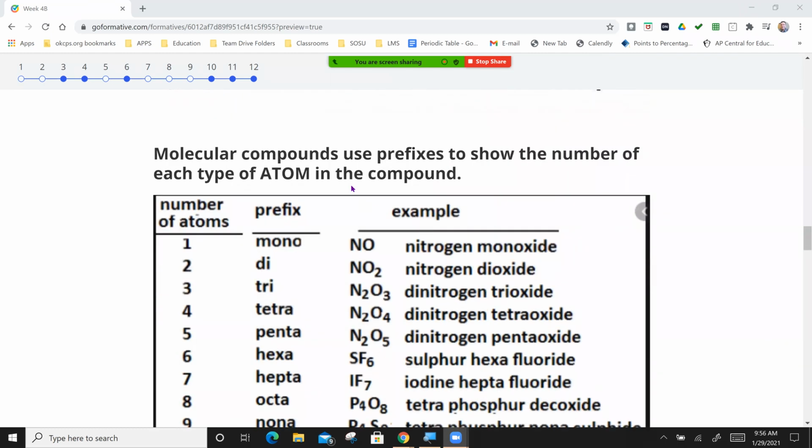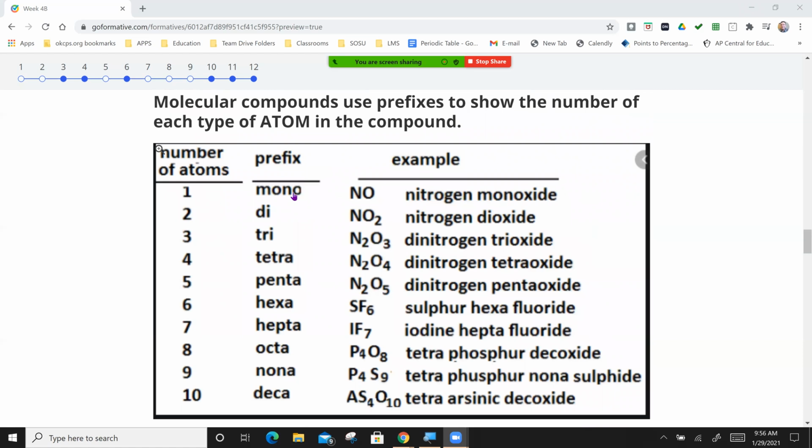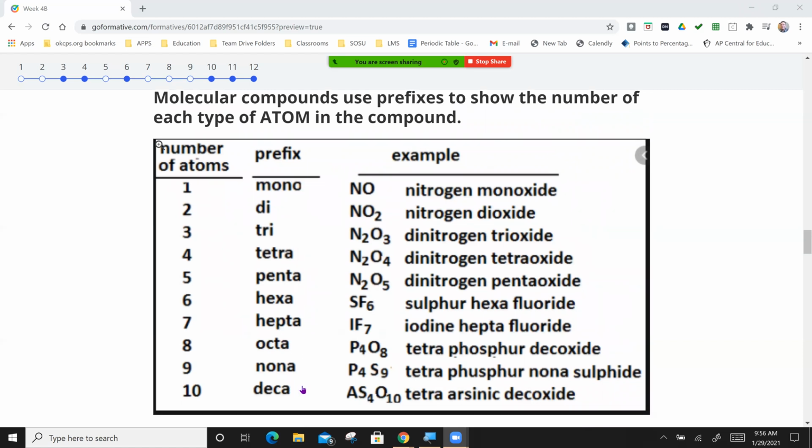Also, we must remember when we have a molecular compound, you can identify those by prefixes. So let's not forget that, and we're going to use that today as well.